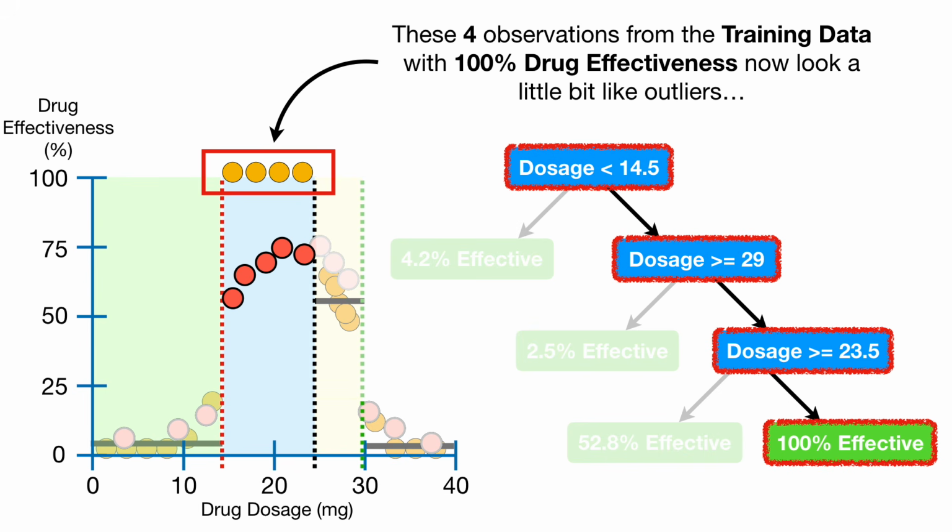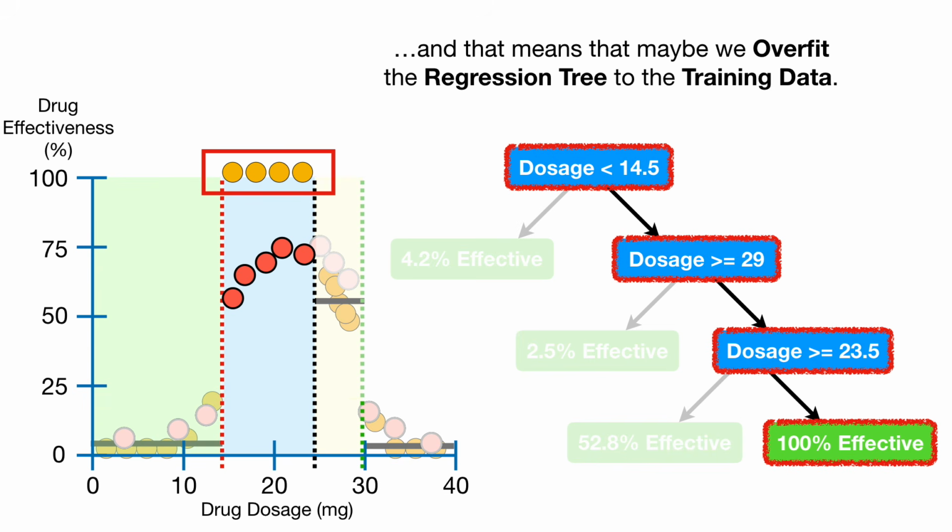These four observations from the training data with 100% drug effectiveness now look a little bit like outliers. And that means that we overfit the regression tree to the training data.